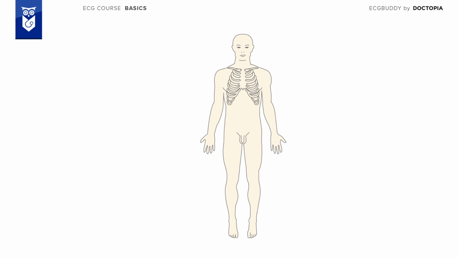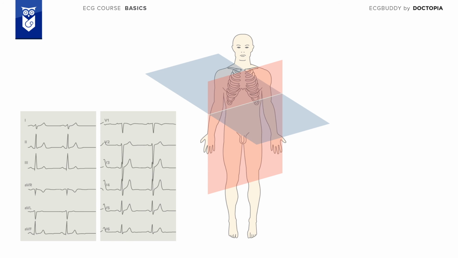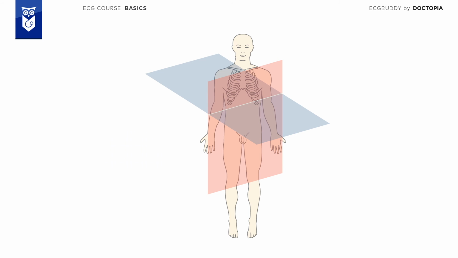Wilson's contribution, the precordial leads. The limb leads provide a frontal view of the electrical activity of the heart. To map the horizontal plane, each complete ECG assessment also includes Wilson's 6 precordial leads. Together with the 6 limb leads, it becomes clear why we often speak of the 12-lead ECG.